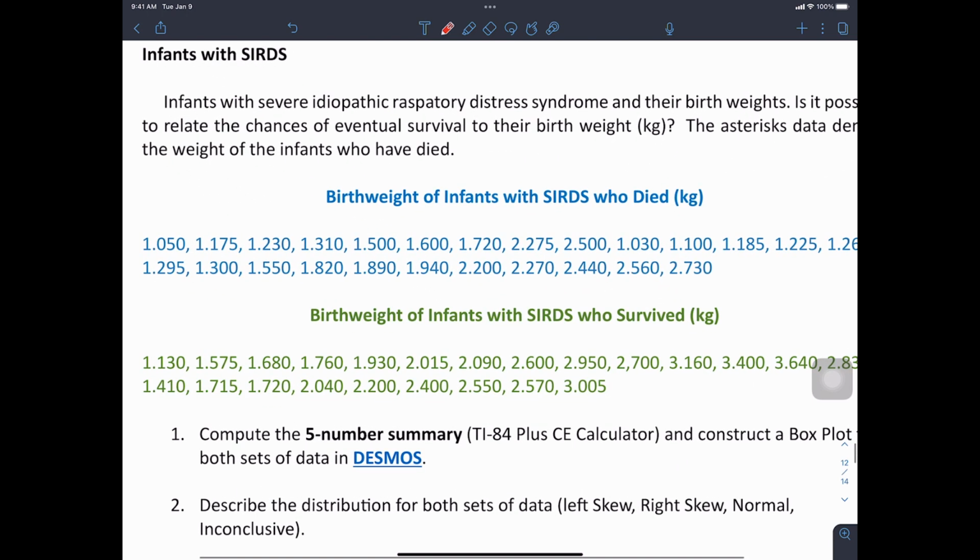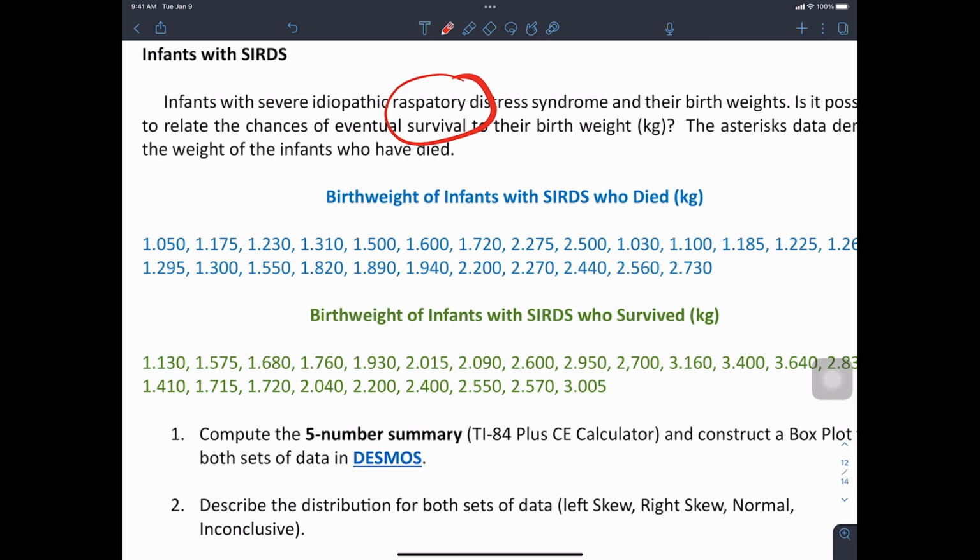Oh, because I had no sleep. But guess what, ladies and gentlemen? There are some issues: idiopathic respiratory distress syndrome, whatever that is. I think I misspelled respiratory; I've got to go back and fix that typo. And the birth weights. So these are infants that are born with these certain conditions.